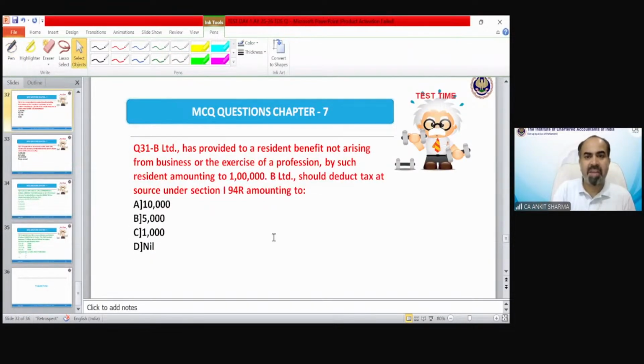Question 31: resident, benefit not arising from business or the exercise of a profession. So kindly read this question and give me the answer of question number 31 also.